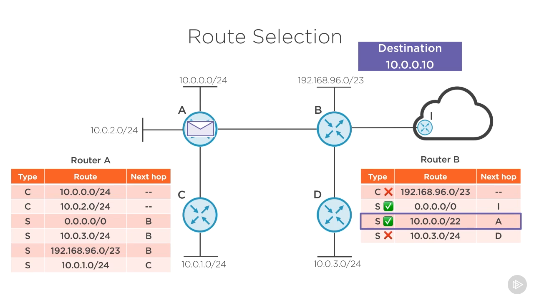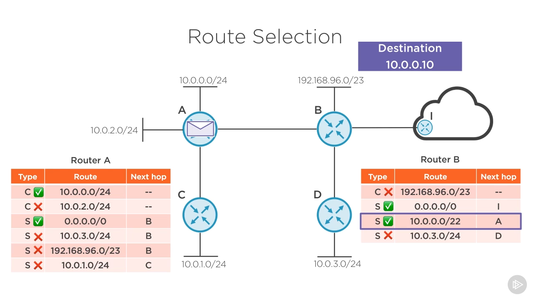Once it gets to router A, now we're going to do a lookup in the routing table. And now here in our routing table, we once again have 2 matching routes. The first route that it matches, 10.0.0.0/24, is directly connected to router A. Additionally, we have a static default route with the next hop of router B.